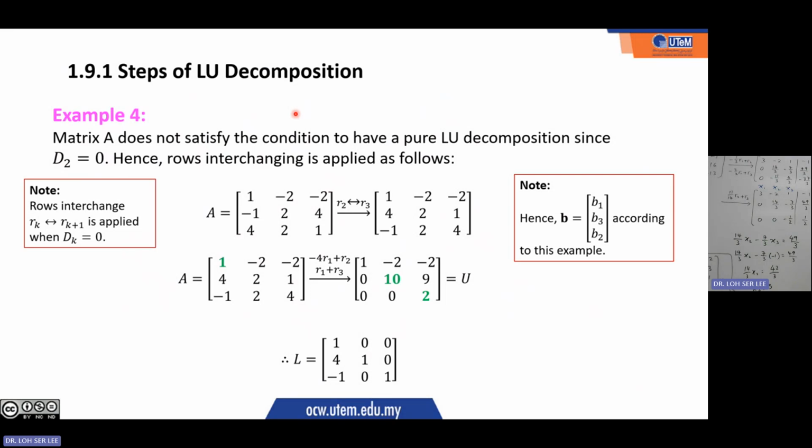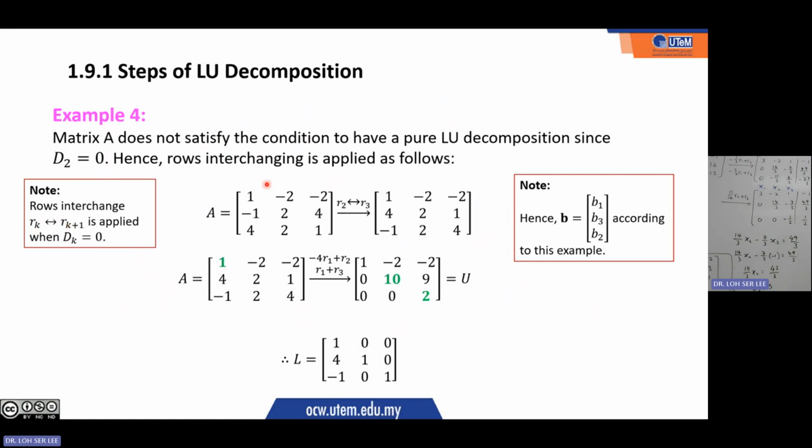But still, we can fix the problem by swapping 2 rows, a row interchange. If you look at this note, row interchange, Rk changes with Rk+1, is applied when Dk is 0. So the k here is 2, D2 is 0, so we swap row 2 with row 3.